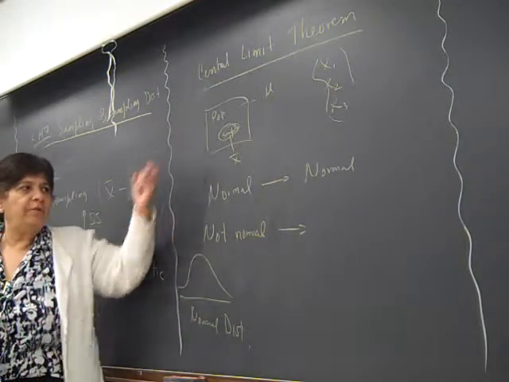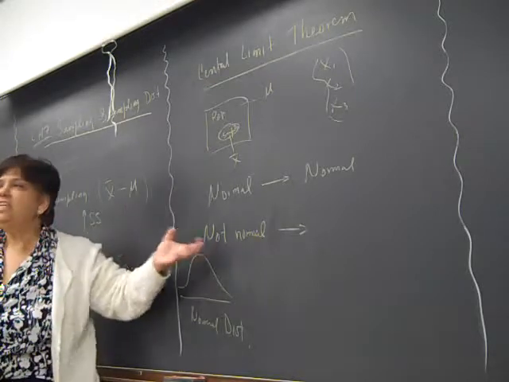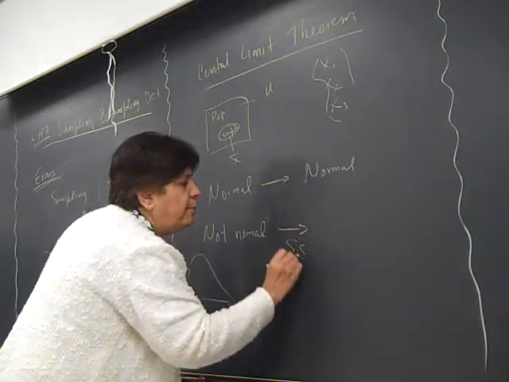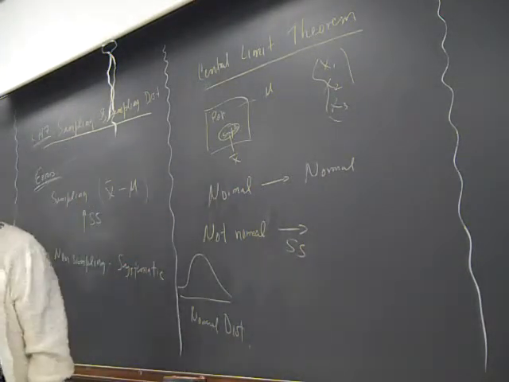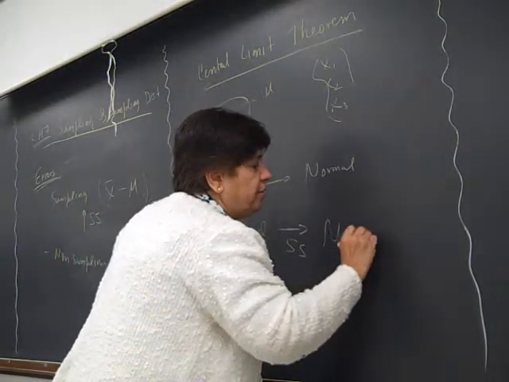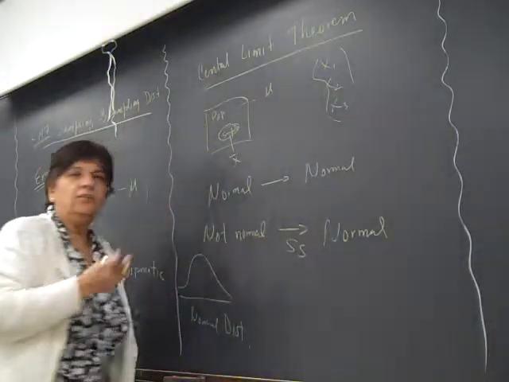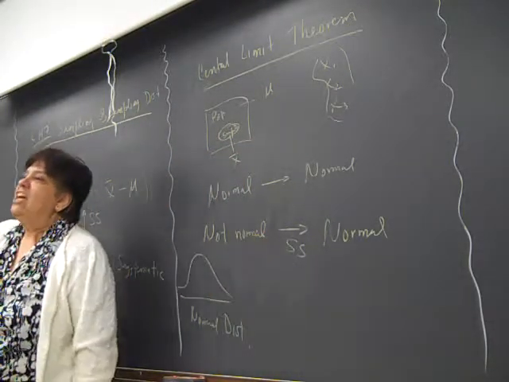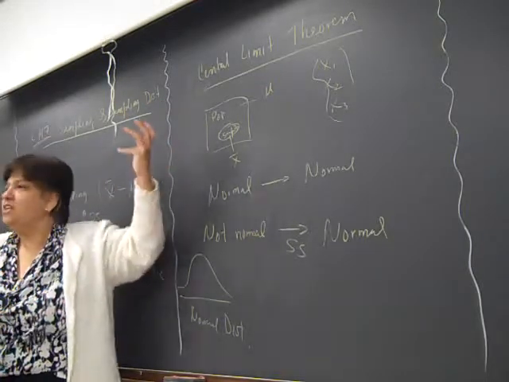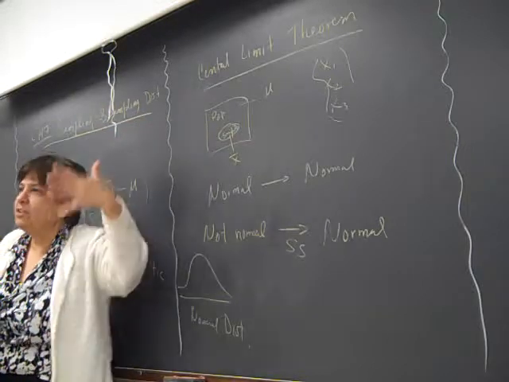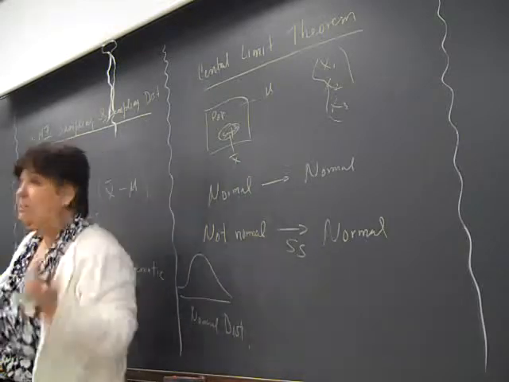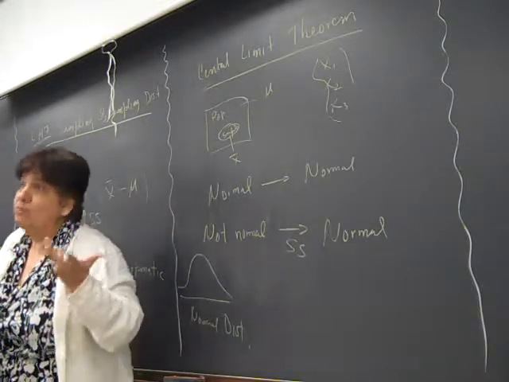When you are sampling from a population which is not normally distributed, if you have a sample size big enough, the sampling distribution is normally distributed. Okay? So, it really doesn't matter where you get the sample from, what population. It really doesn't matter if the population is normally distributed or not. When you have a sample size big enough, my sampling distribution is normally distributed.